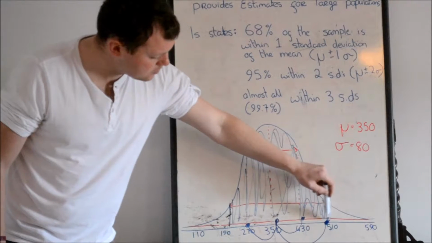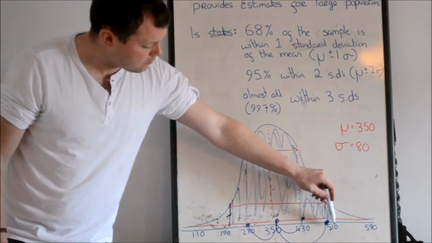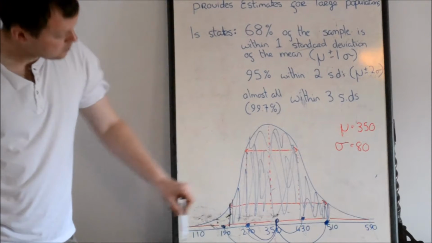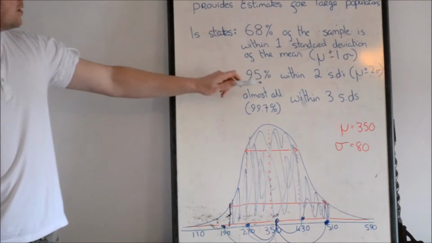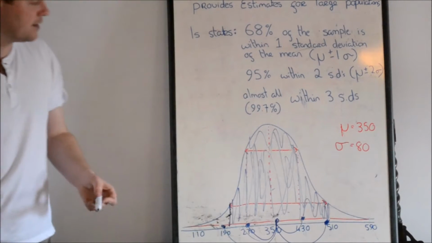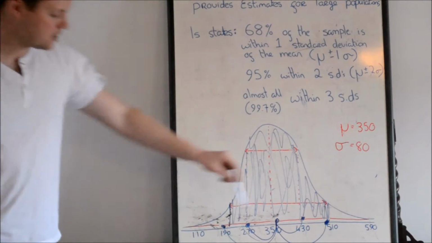So up the way it gets us to 510, back the way it gets us to 190. So again, as we said already, 95% of the people got between 190 and 510. Let's go 3 standard deviations.